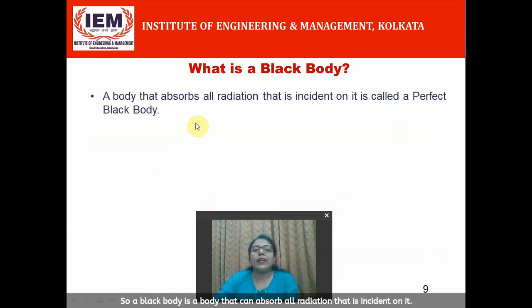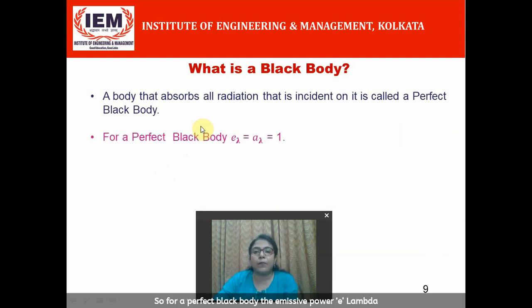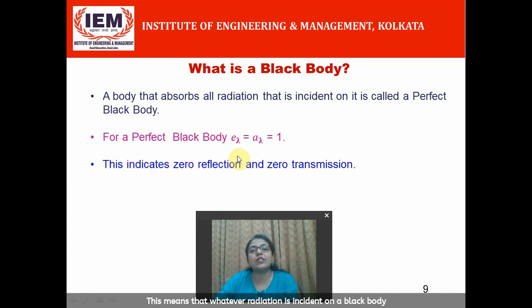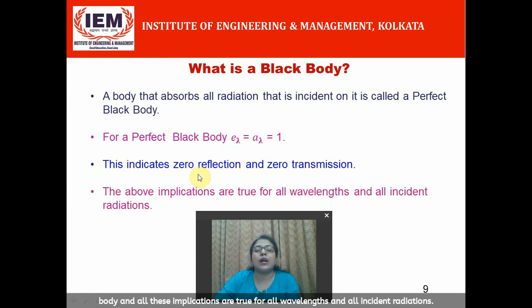Now let me tell you what is meant by a black body. So a black body is a body that can absorb all radiation that is incident on it. So for a perfect black body, the emissive power E lambda and the absorptive power A lambda is 1. So a perfect black body is a perfect emitter and a perfect absorber. Now this means that whatever radiation is incident on a black body, it absorbs all the radiation and it emits all the radiation. So this means that it does not reflect or transmit any of the radiation. So this indicates zero reflection and zero transmission for a perfect black body. And all these implications are true for all wavelengths and all incident radiations.